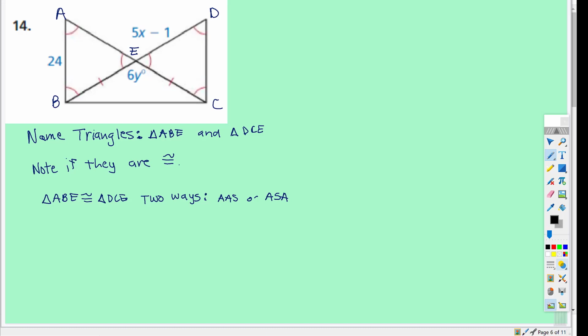Okay, I have this one broken down into slides because there's so much information up there. First thing I recommend is name the triangles. And the triangles that we know the most information about are the two triangles where this indicates that this is an equilateral triangle and this is an equilateral triangle right here.